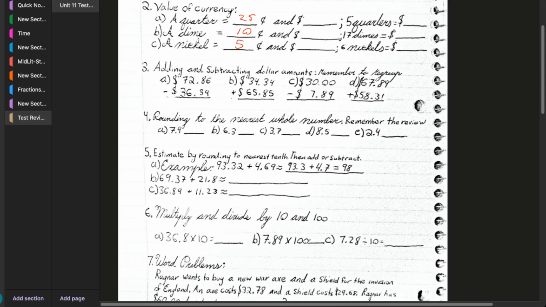So, adding and subtracting dollar amounts. Okay, remember to regroup. That's really, really important. So $72.86 minus $36.34. Well, we easily just do this. 6 minus 4 is going to be what? It might be 9 actually, so we'll do it as 9 instead. 6 minus 9 is not possible. Sorry. What we have to first do is borrow from here.